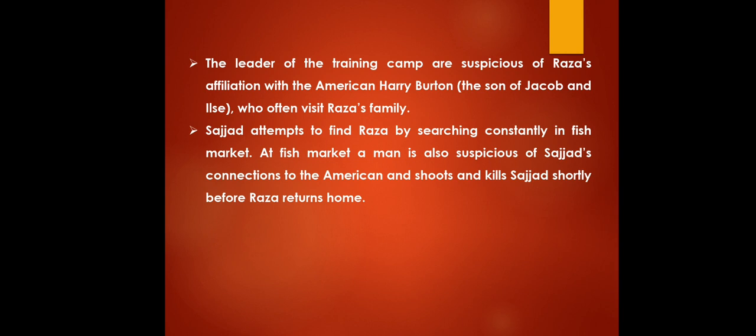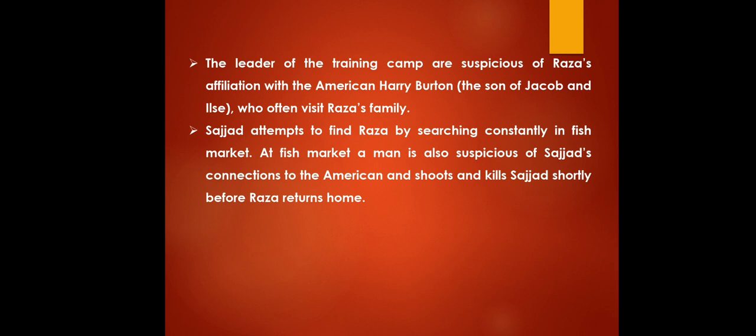The leader of the training camp is suspicious of Raza's affiliation with the American Harry Burton. Hiroko Tanaka was Japanese, and he has a relationship with Ilse and her husband. So they are continuously visiting Sajjad and Hiroko Tanaka, and Raza also belongs to Sajjad and Hiroko Tanaka. So the leader of the training camp, here you can see the intelligence of the intelligence forces. They keep an eye on a person who is having training with them, and they know each and everything about his family also.